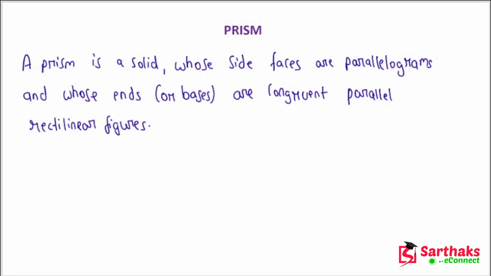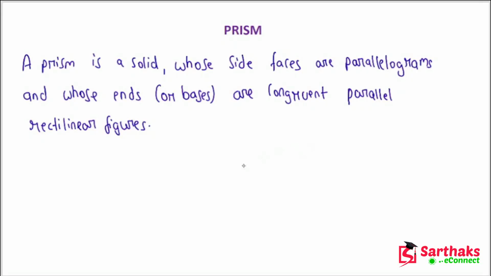So what is a prism? A prism is a solid whose side faces are parallelograms. We will also call them lateral faces later on. And whose ends, or you can say bases, are congruent parallel rectilinear figures. So you can clearly see that a prism actually is a 3D figure which has some height.